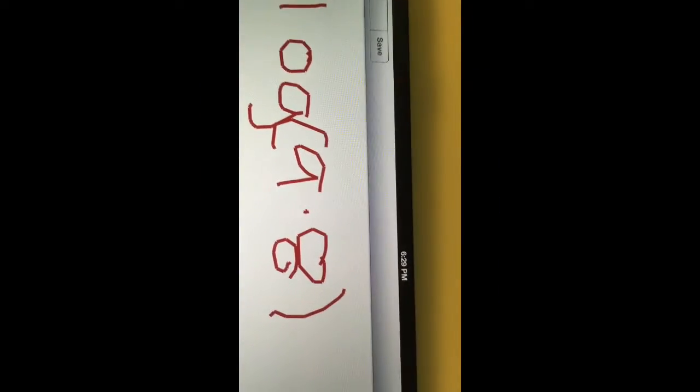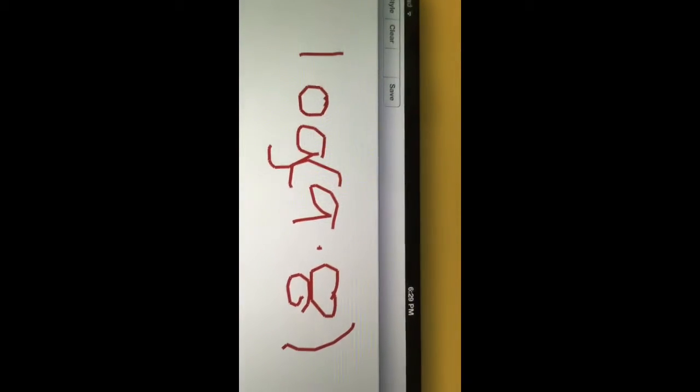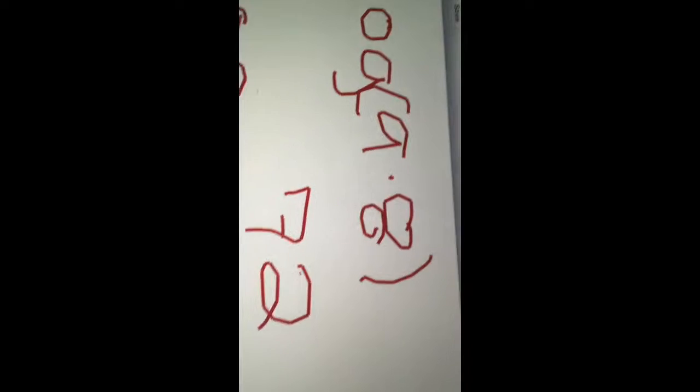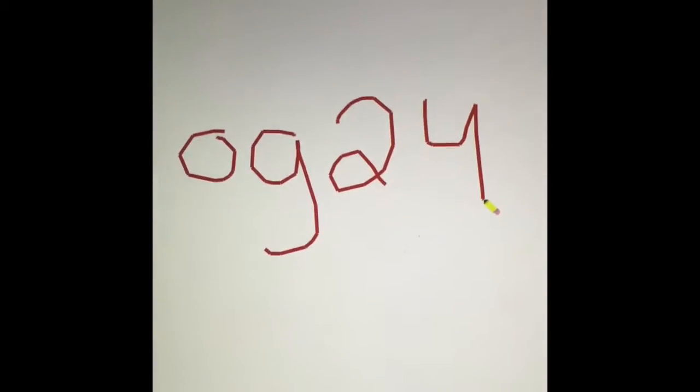Now, all I did here was simply do 2 cubed. 2 cubed is 8. What is 9 times 8? 9 times 8 is 72. And on the bottom, we still have 3. So now this is just simply knowing your numbers. So 72 divided by 3 is 24, which leaves us with our answer, log of 24. Alright, well, that wasn't too bad.